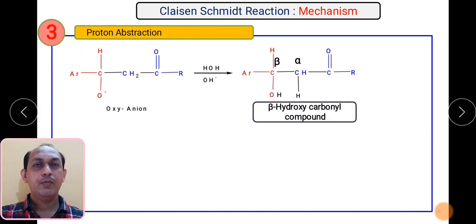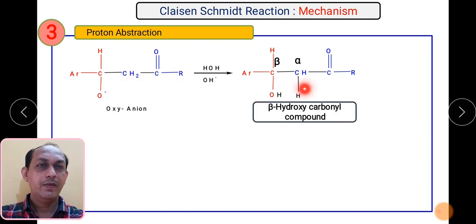In the next step proton abstraction will take place. Water is added, so the proton is taken from the water. This particular H will go to O and it will form a beta hydroxycarbonyl compound. This is the only difference between these two structures. Here OH, so it is becoming stable. So this is a beta hydroxycarbonyl compound.